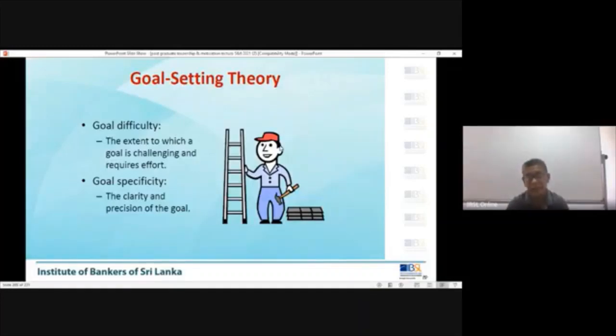right? And when you're setting your goal, you need to discuss it with your employees. Then only, and you must also support them with resources as well as give feedback to employees. Then only he may be motivated to achieve these goals and targets. So that is the takeout from this theory.